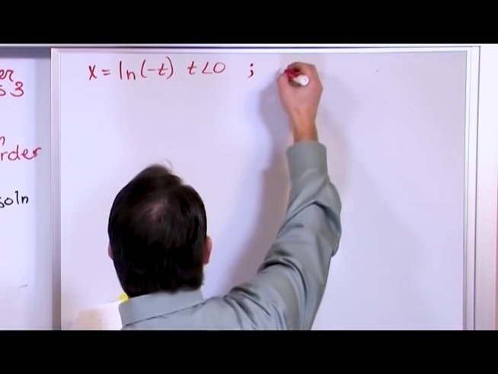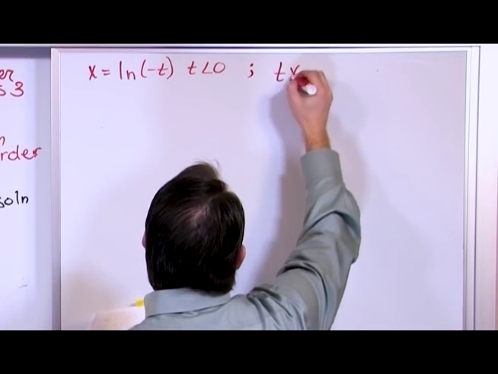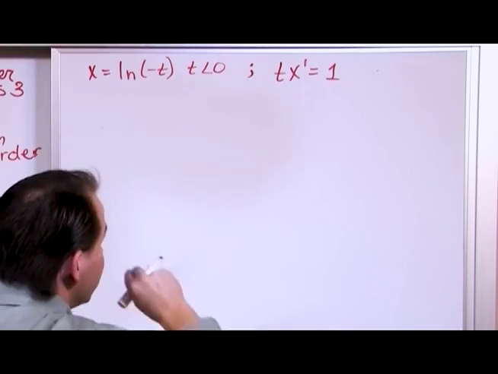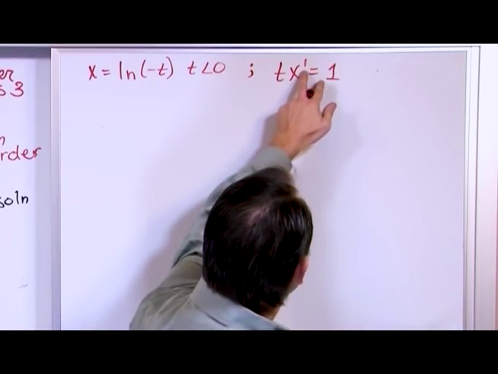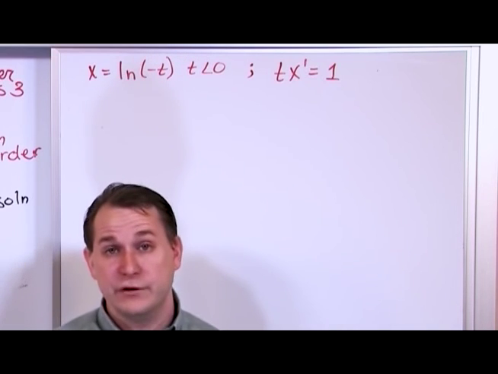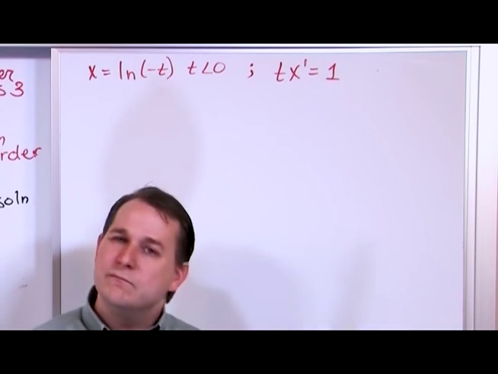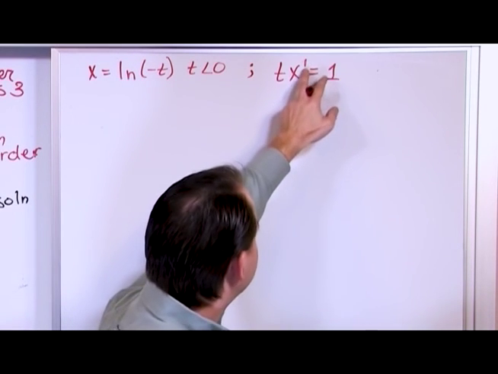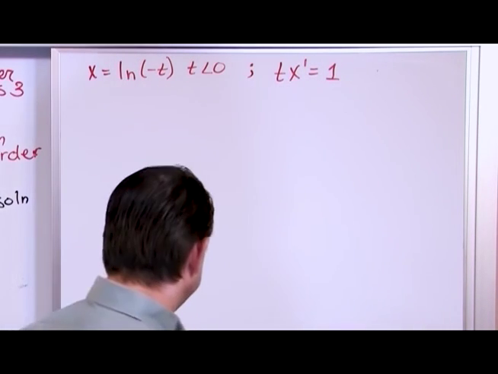Now, the differential equation I have is t times the first derivative of x is equal to 1. Now, I usually do not write differential equations with these primes in there. I mean, a lot of books do. I usually don't. But you'll see it different ways, and so I'm just going to get you exposed to that. So this is a first derivative of x with respect to time.